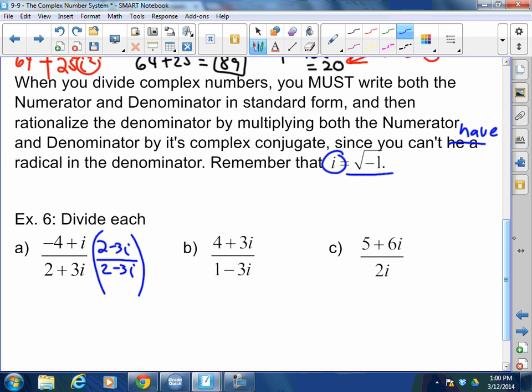Negative 2 times 4 is negative 8. Negative 4 times negative 3i is? No, positive 12i. i times 2? No, 2i positive. i times negative 3i, negative 3i squared, which becomes plus 3. So now this is negative 5 plus 14i.